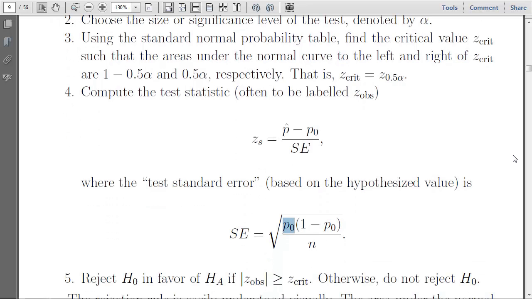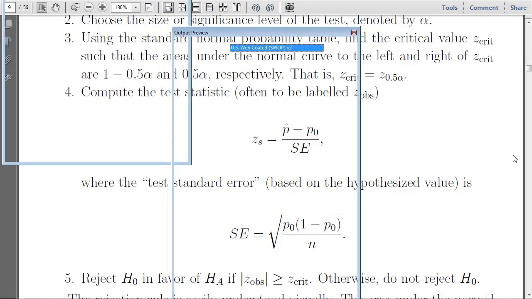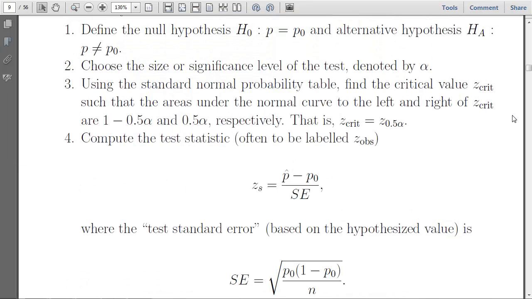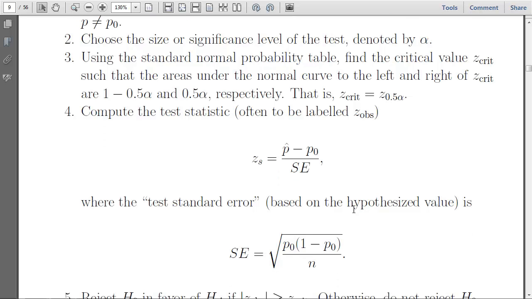Keep in mind that when you do a hypothesis test, we assume that the null hypothesis is correct. Oops, excuse me, I hit the wrong key. And so under the null hypothesis, the true population proportion P equals P naught. Therefore, the calculation of the standard error is based on P naught. That's under the assumption that the null hypothesis is true. So that is a difference between testing and inference.